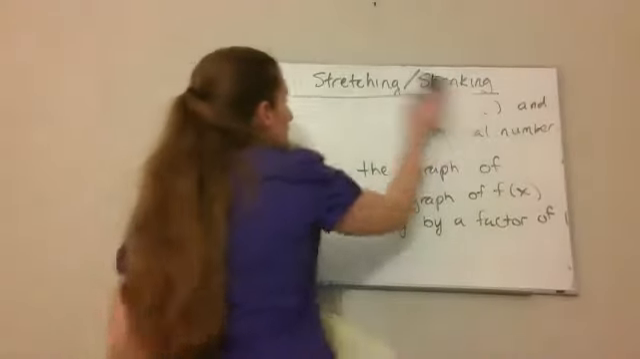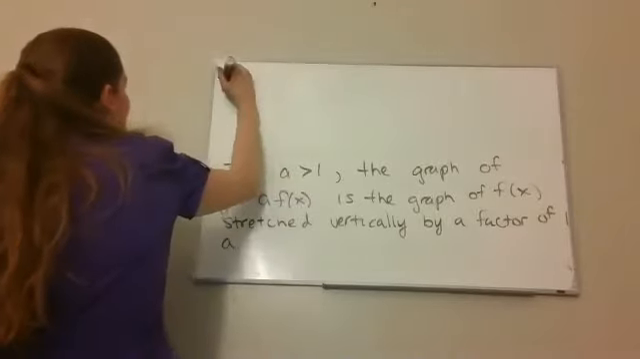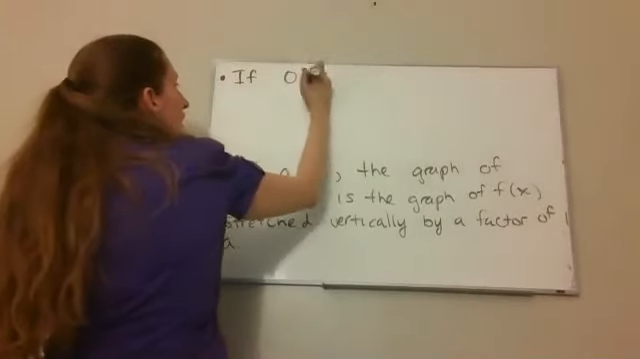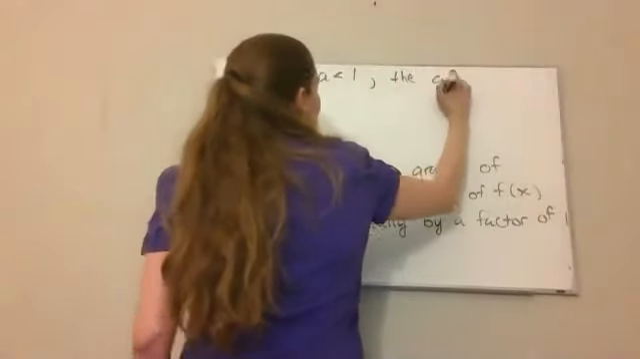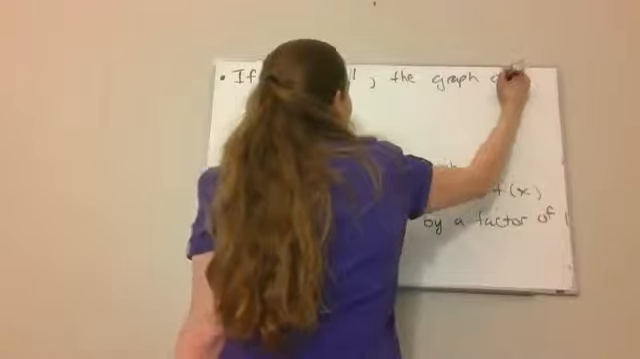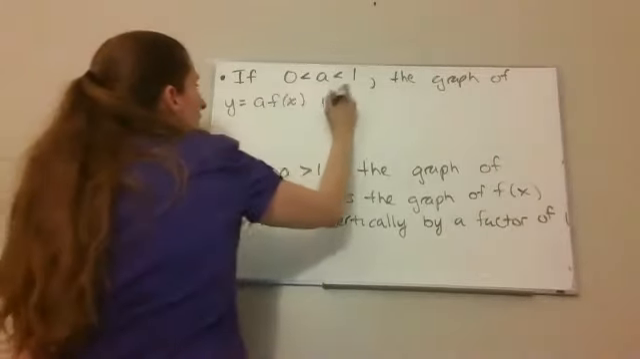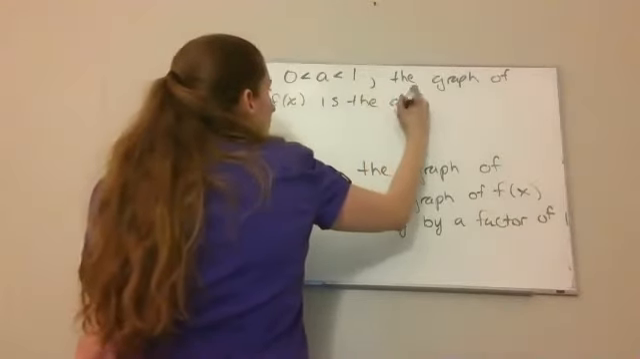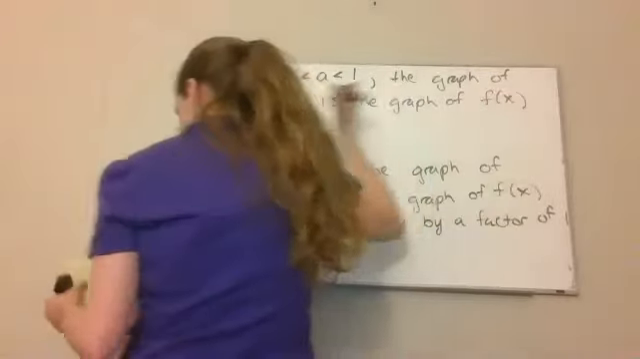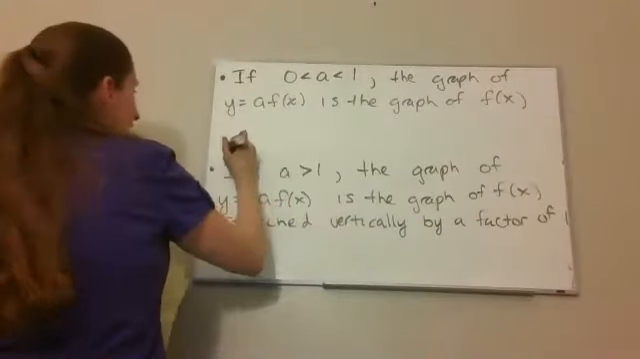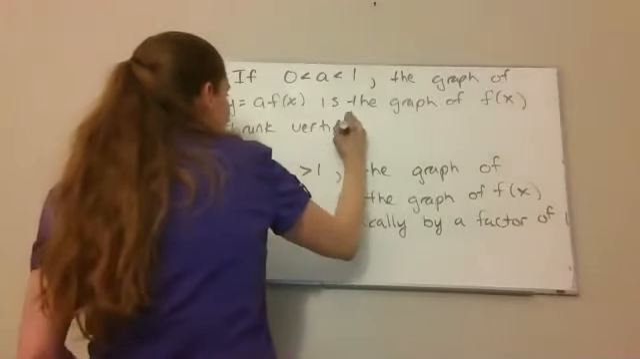So let me write down what happens for the shrink. If your a is between 0 and 1, then the graph of y equals a f of x is the graph of f of x that just happens to be shrunk vertically by a factor of a.